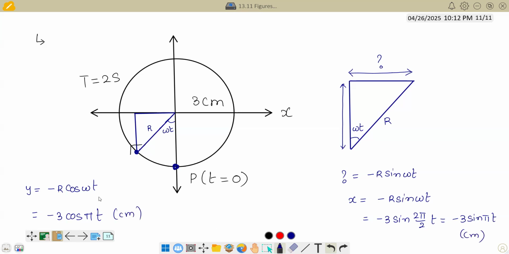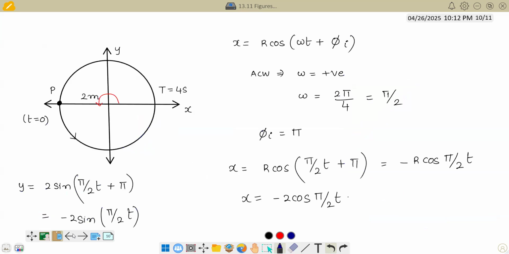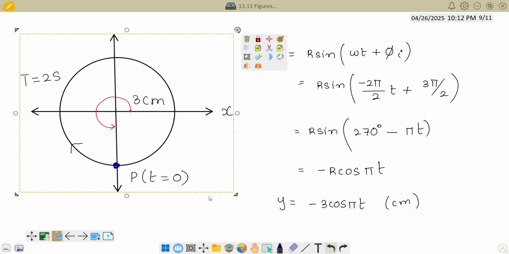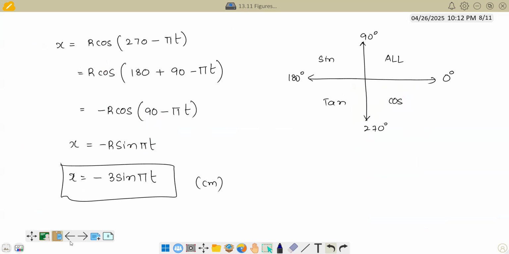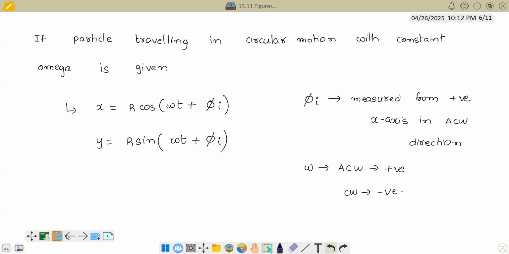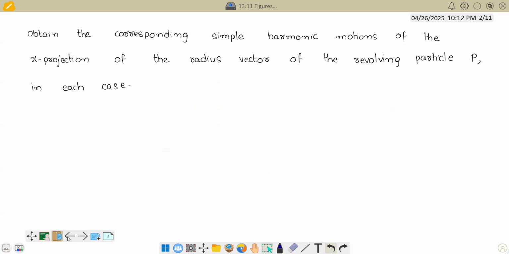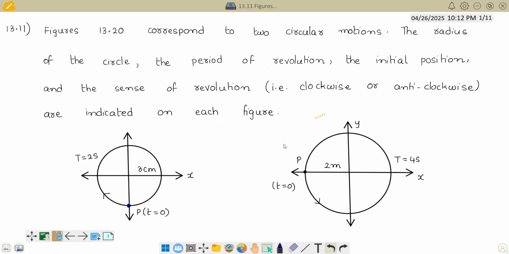If you understand, this method is also very easy. But I personally like this because I know how to quickly tell the values of cos omega t and sin omega t and so on. Now let us go for this problem. The second one.